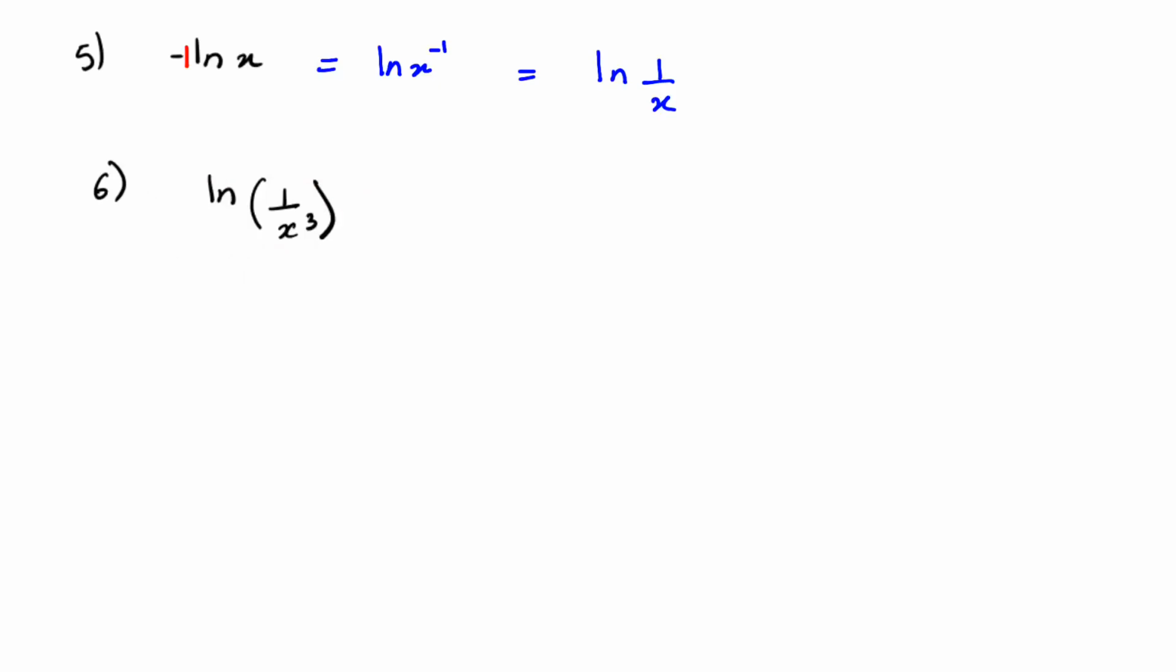In question number 6, we have ln 1 over x to the power of 3. There's a divide, which can be written as ln 1 minus ln x to the power of 3. Ln 1, I hope you remember, is equal to 0 minus, and the power will come in the front, so 3 ln x. And the answer is going to be negative 3 ln x.